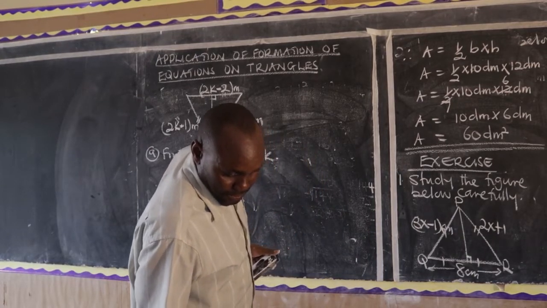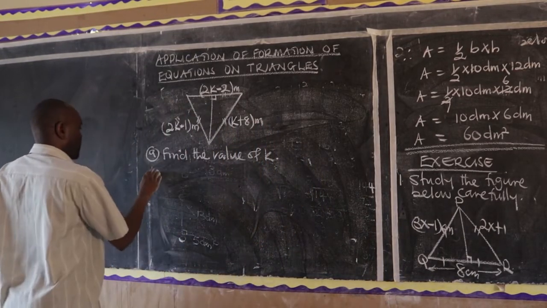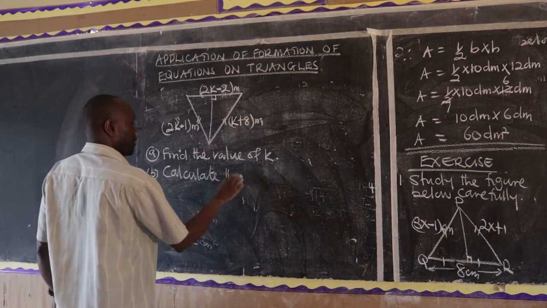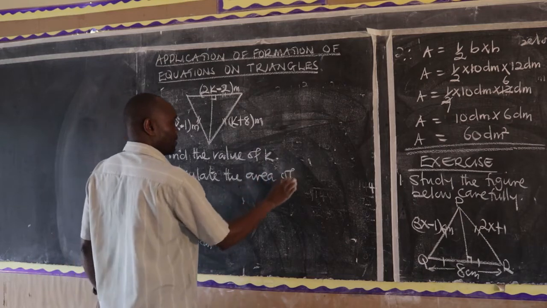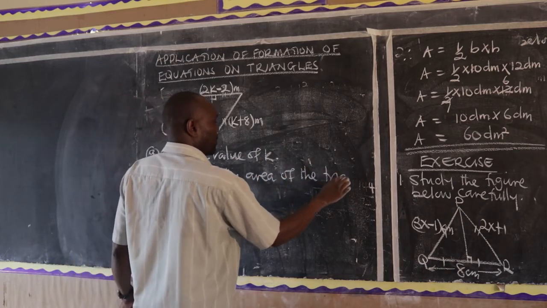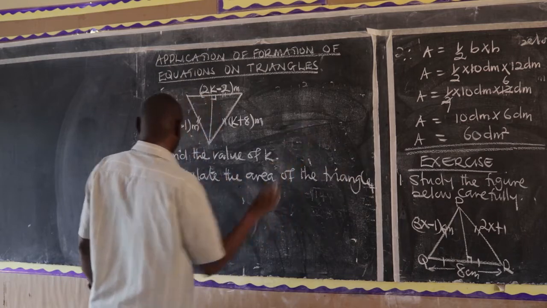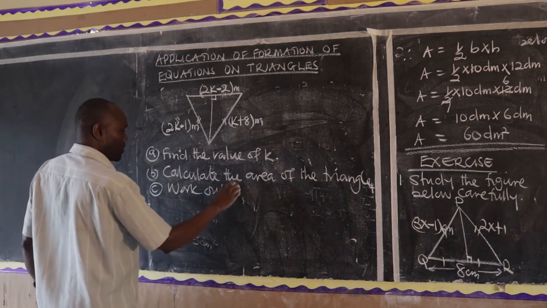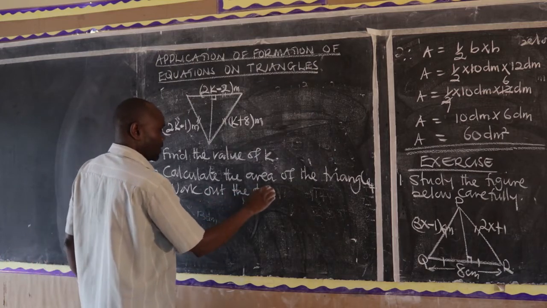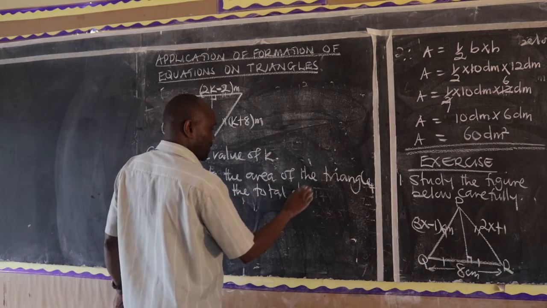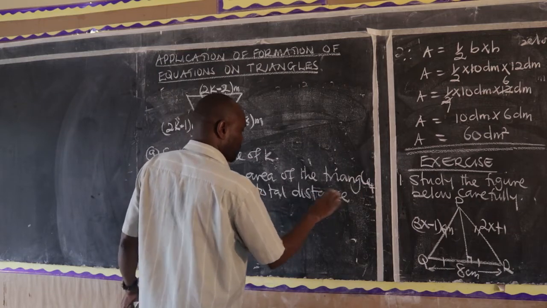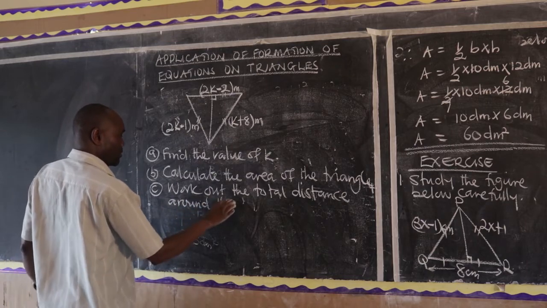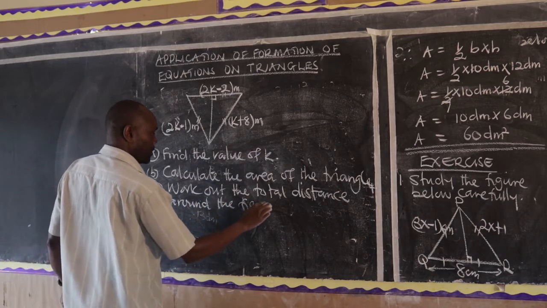The next question is question B. Calculate the area of the triangle. Question C. Work out the total distance around the figure above.